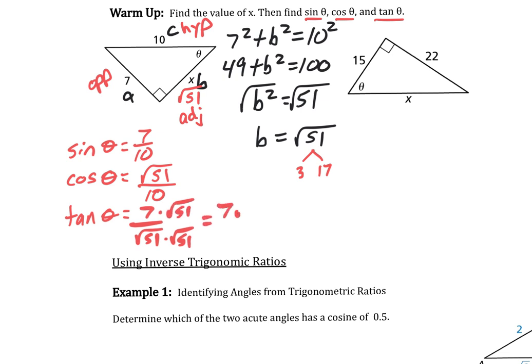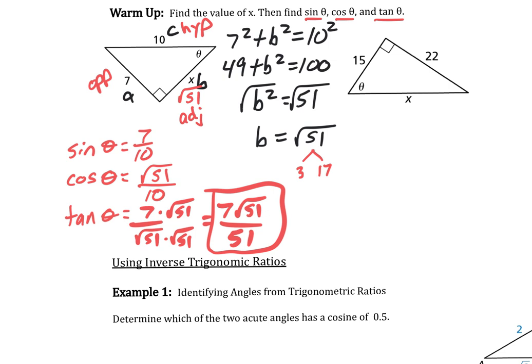So this would become 7 radical 51 on top. You can't multiply those numbers together because one's inside the radical, one's out of the radical. And on bottom, when I take radical 51 times radical 51, I get 51. It doesn't really look like it's simplified, but it is simplified because 7 and 51 don't reduce. There's nothing else I can do to simplify that. That's my answer, or all three of my answers.